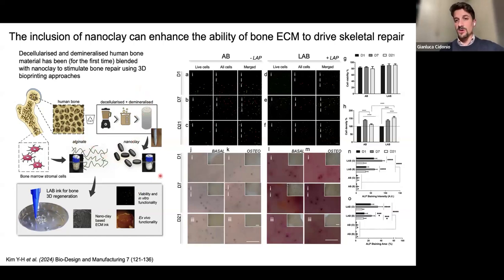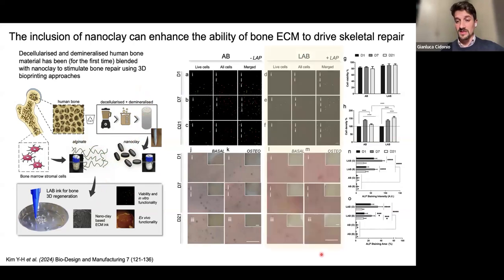And what was really astonishing for us is that this system that we call LAB, so Laponite, Alginate, and bone ECM, was really driving forward the potential of this system to create new bone. If you see this portion here in yellow, you can really appreciate that the system is expressing alkaline phosphatase immediately.